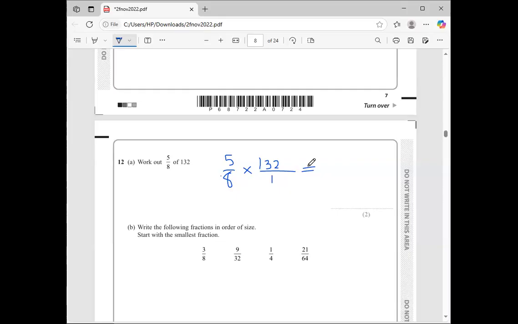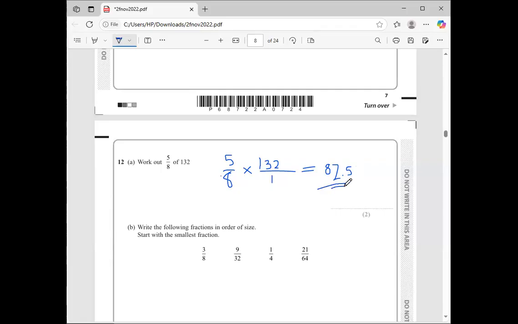What did you get as your answer? 82.5. Okay, that's the final answer, right? Yes. Okay, so I'm moving on.